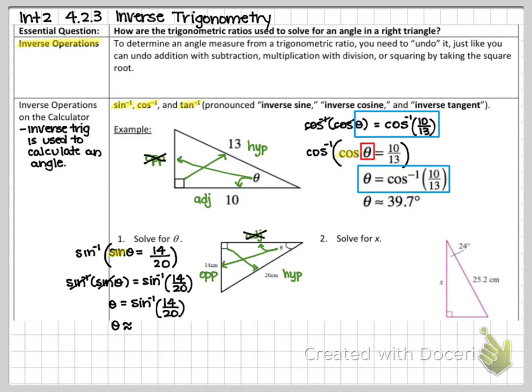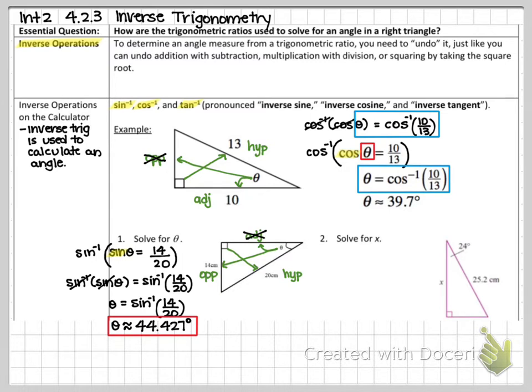So then if we type this in, we will get 44.427. This is an angle, so we're going to put our degrees on there. And then I do want to take a look back at the problem and make sure that this actually makes sense. So if I take a look, it can't be over 90, because remember 90 is the biggest angle.